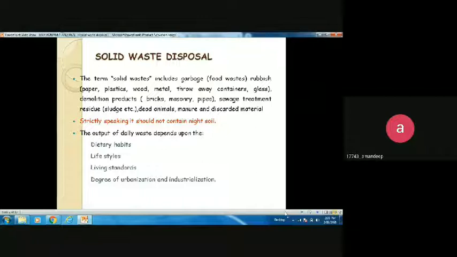Solid waste disposal. The term solid waste includes garbage, rubbish, paper, plastic, wood, metal, throwaway containers, glass, demolition products that include bricks, masonry, pipes, sewage treatment residue that includes sludge, etc., dead animals, manure, and discarded material. It means all these substances come under solid waste. Strictly speaking, it should not contain night soil. The output of daily waste depends upon the dietary habits, lifestyles, living standards, degree of urbanization, and industrialization.